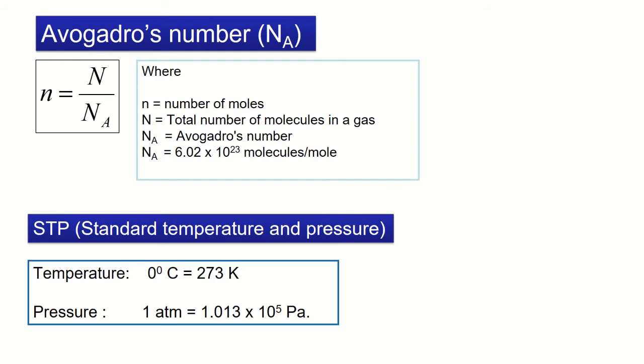Avogadro's number is denoted by Na, and this number states that Na equals 6.02 multiplied by 10 to the power 23 molecules per mole.